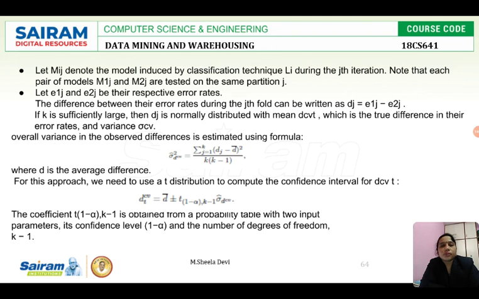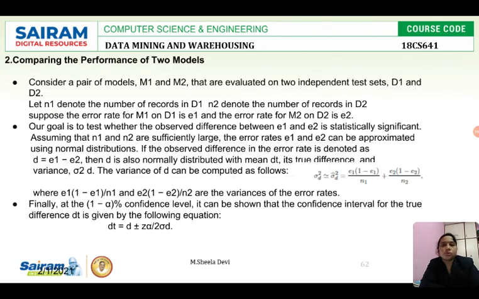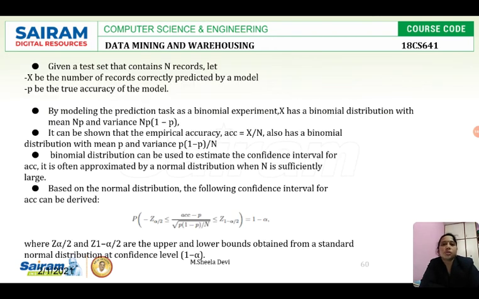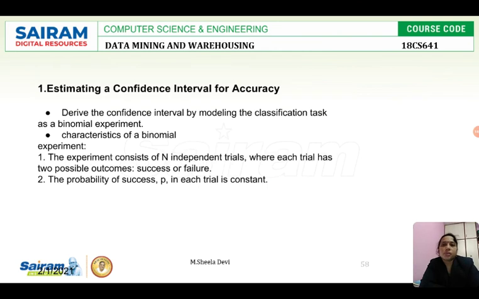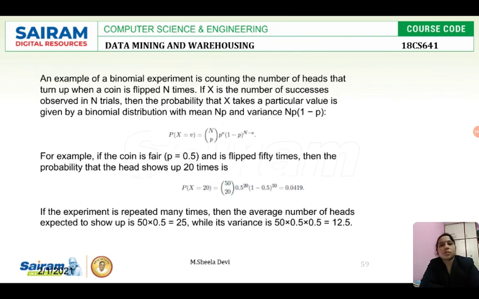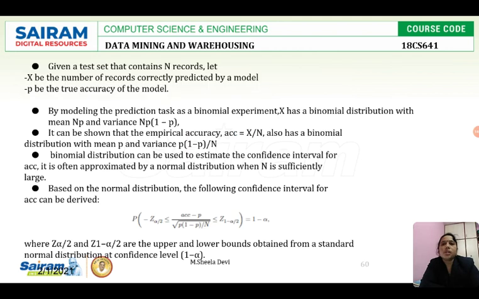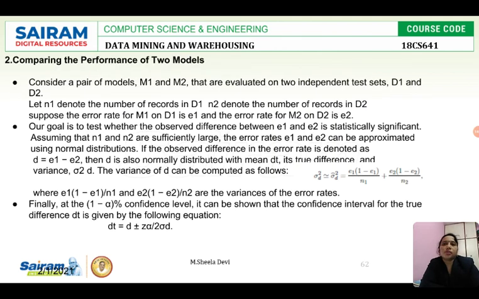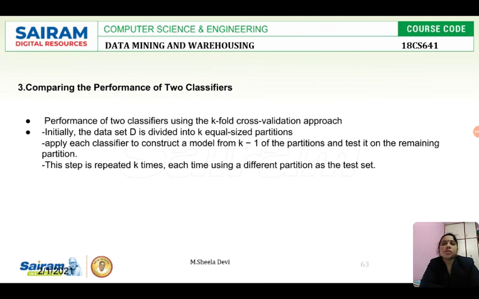So we have found three methods to compare classifiers. The first one is the confidence level using binomial experimentation, by calculating the confidence interval for the accuracy. The second one is where we compared the performance of the two models. The third one is where we compared the performance of the two classifiers using the k-fold cross validation approach. So these are the three methods to compare the classifiers. Hope you have understood. Thank you.